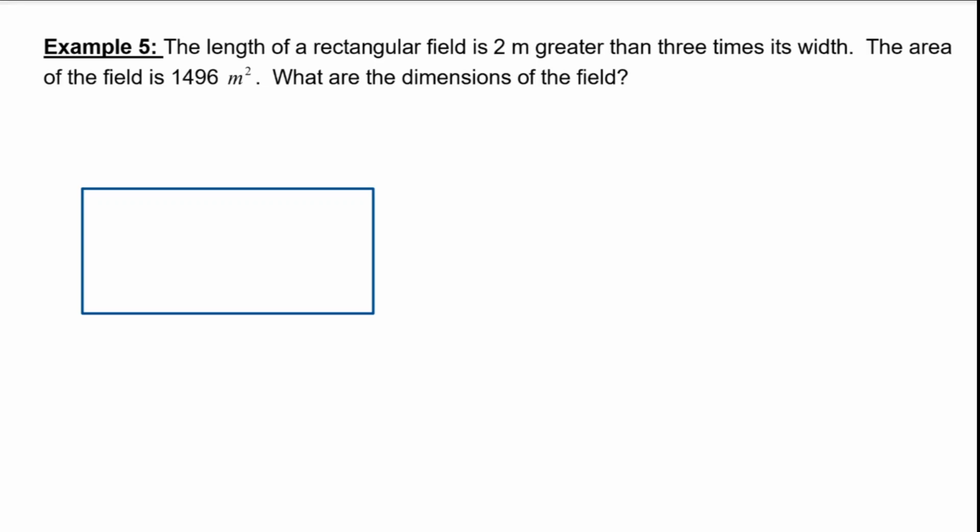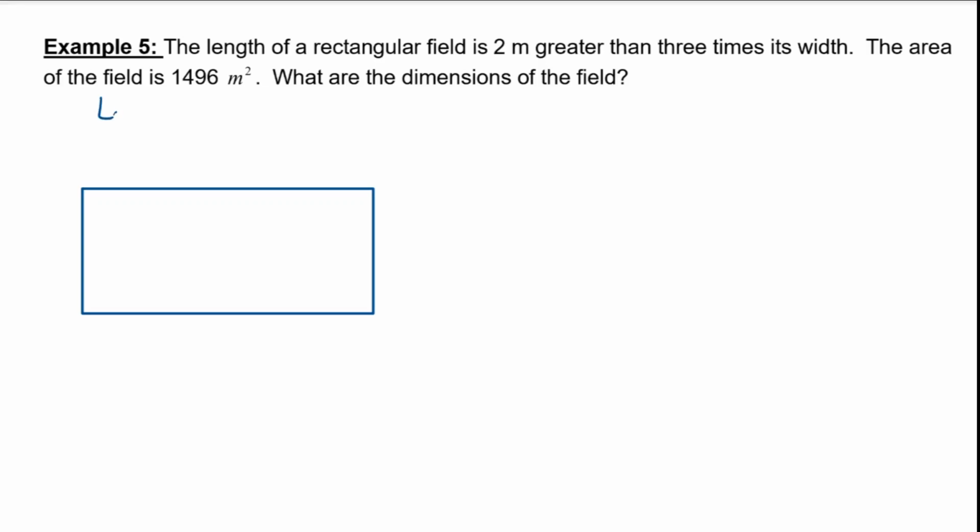The length of a rectangular field is 2 meters greater than 3 times its width. The area of the field is 1,496 meters squared. What are the dimensions of the field? We're going to need to find what this width is and what this length is. So let's make those our variables.